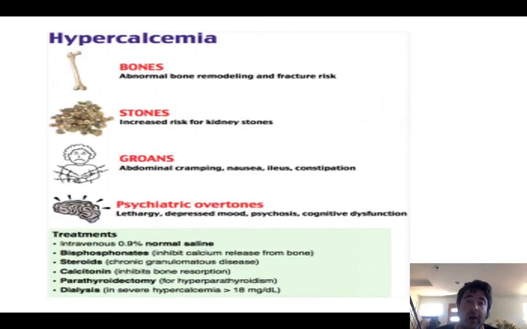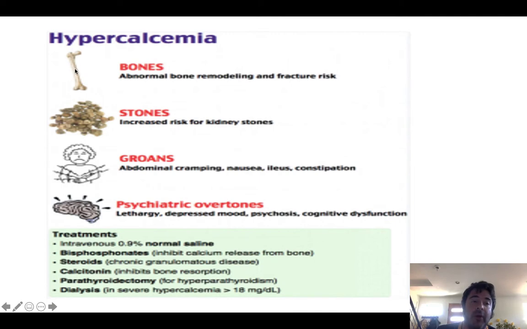Hyperparathyroidism and hypercalcemia can be very problematic. It's unpleasant. So you have your parathyroid gland constantly breaking down your bones and causing your kidneys to reabsorb more calcium, etc. Well, there's a saying for the symptoms you get with primary hyperparathyroidism with hypercalcemia. It's bones, stones, groans, and psychiatric overtones.